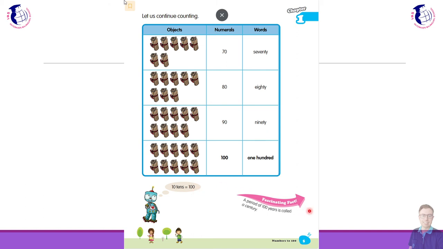And another interesting fact here. A period of 100 years is called a century. And some people in the world do live for more than 100 years. It is quite rare, but some people do live for more than 100 years. Do you have any family that are over 100 years old? If you do, that's very impressive. They must be very healthy people.